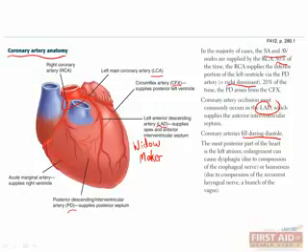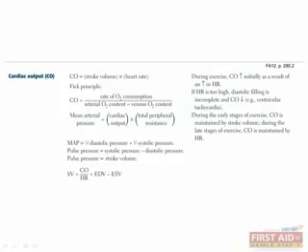Finally, although this doesn't relate to the coronary arteries, it's important to know that the left atrium is the most posterior part of the heart. This is important because enlargement of the left atrium can cause dysphagia or even hoarseness due to impingement of various nerves listed here. Now let's move on to cardiac physiology.